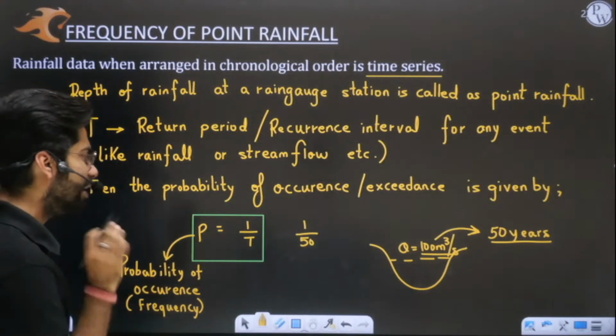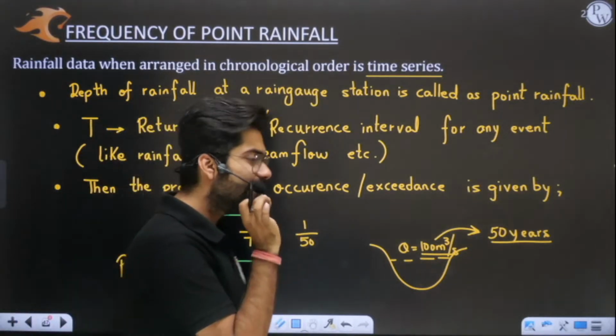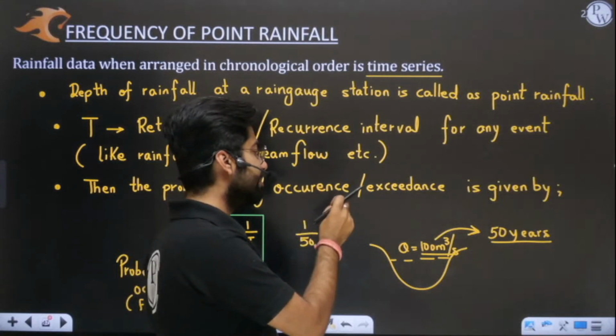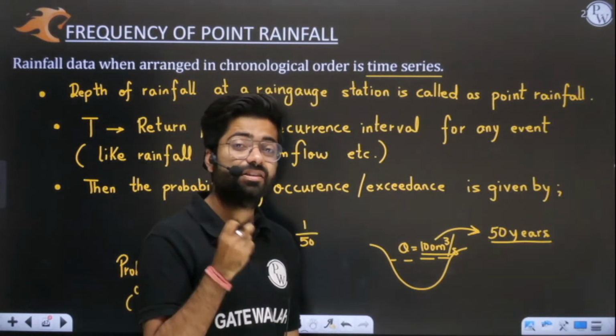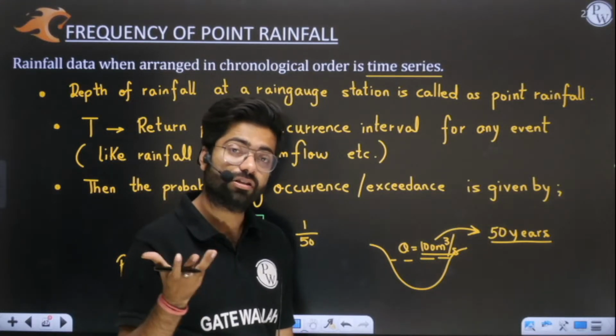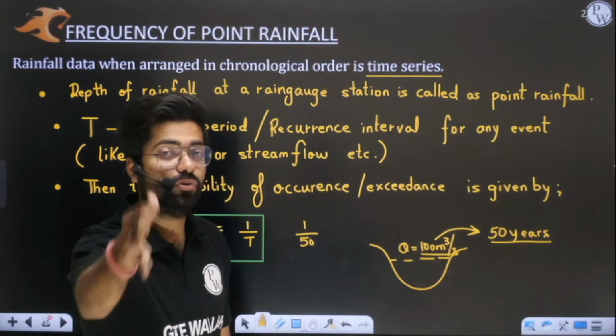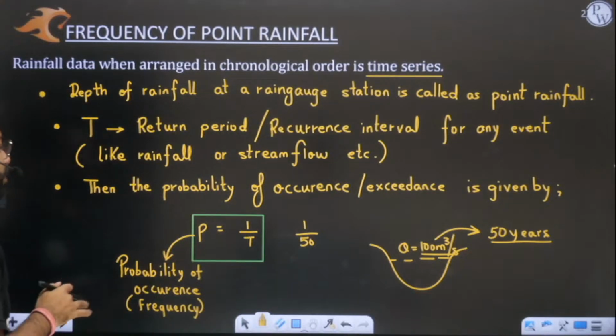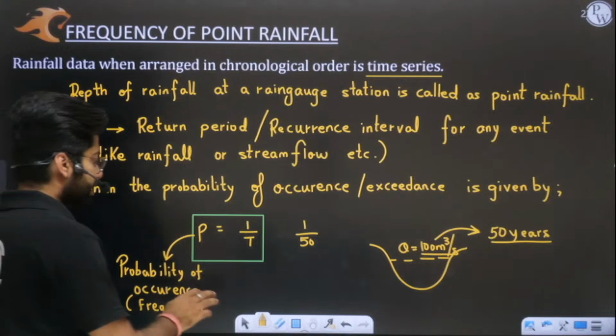But, sir, can you tell me how you have exactly judged that this stream will have 100 meter cube per second of discharge every 50 years? How, sir? How is this thing determined? That I am going to tell you today in this class. Okay, so please be very attentive. It's a very, very interesting topic. Many things will be very, very clear to you.